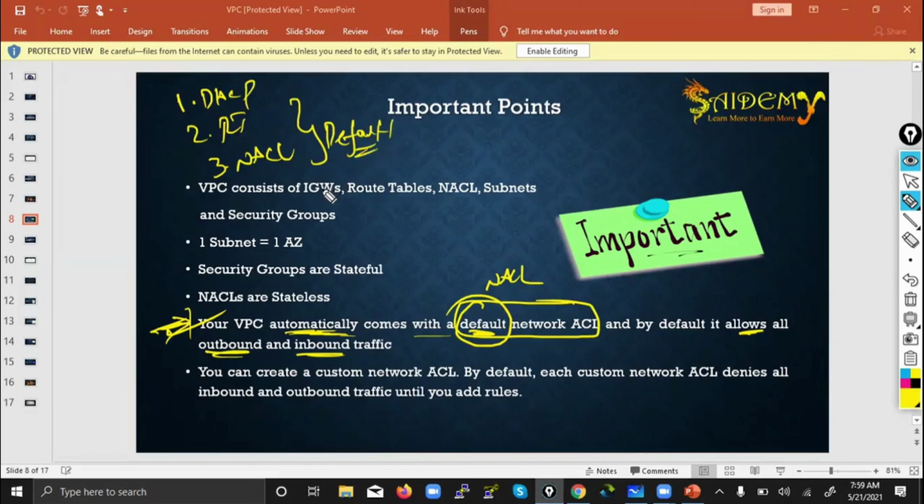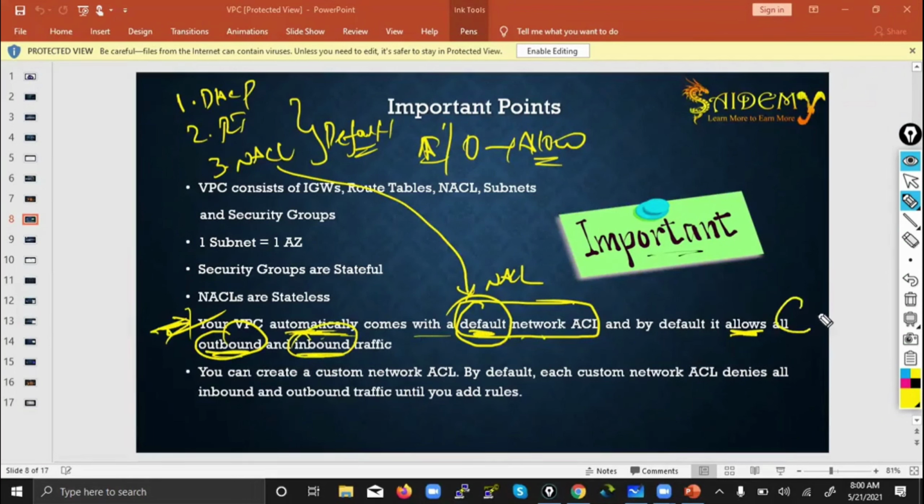So they are asking about the characteristic of this default NACL. What is the characteristic of default NACL? Both inbound as well as outbound traffic, all traffic, is allowed for a default NACL. Your VPC automatically comes with the default NACL, and it allows both inbound as well as outbound traffic.